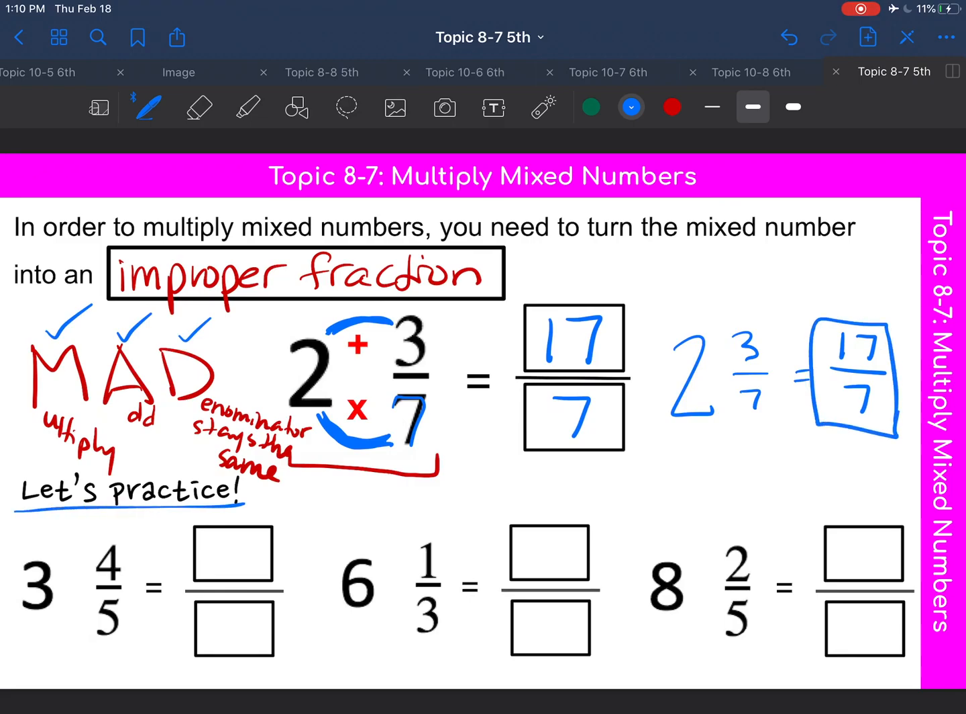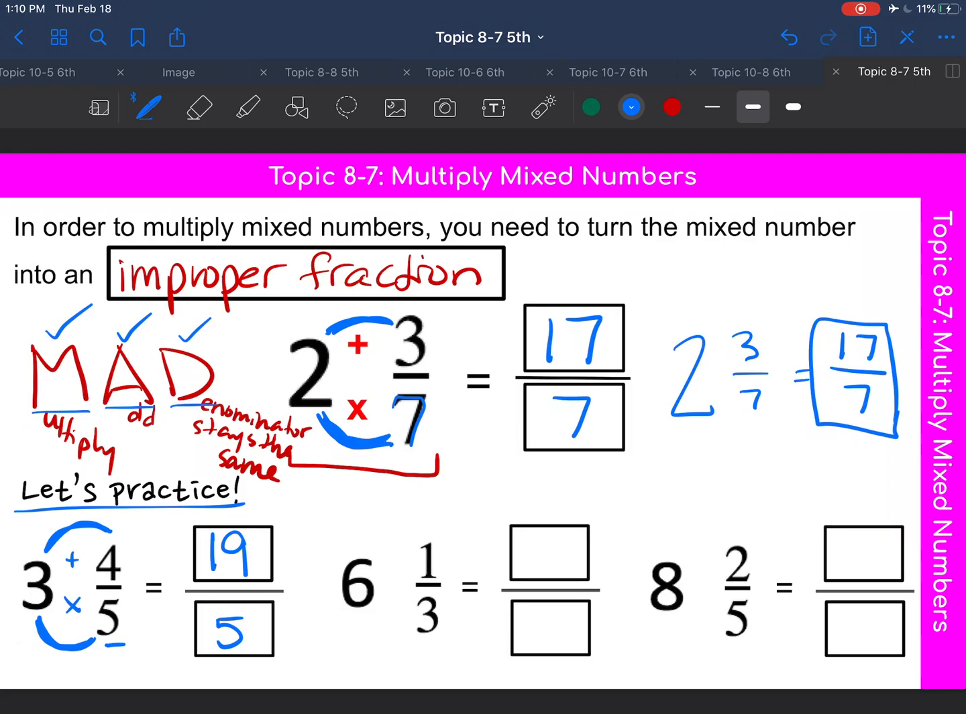So let's practice a few more. And again, if you want to write these on a piece of scrap paper, and if you want to write the multiplication and the plus sign to help you, that's fine. But again, follow MAD, get MAD. We multiply 5 times 3, which is 15. Then we add 4, which is 19. And that's our numerator. And then the denominator, which is the D, stays the same.